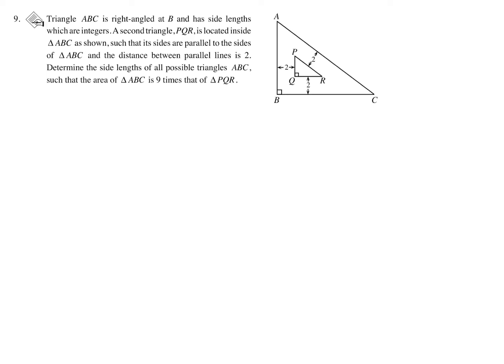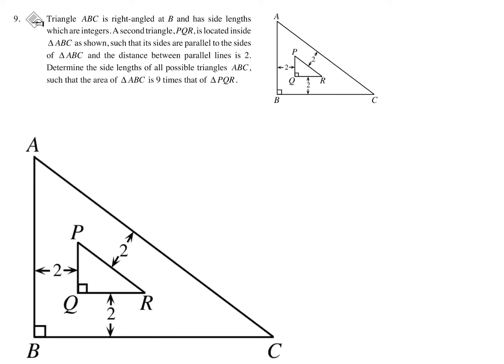Triangle ABC is right-angled at B and has side lengths which are integers. A second triangle, PQR, is located inside ABC as shown, such that its sides are parallel to the sides of ABC, and the distance between parallel lines is 2. Determine the side lengths of all possible triangles ABC, such that the area of ABC is 9 times the area of PQR.